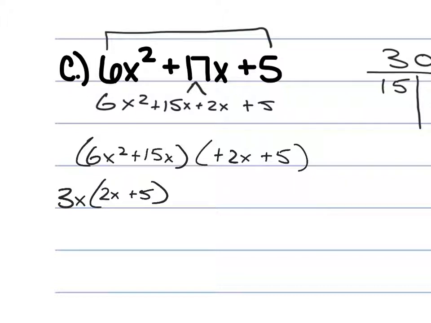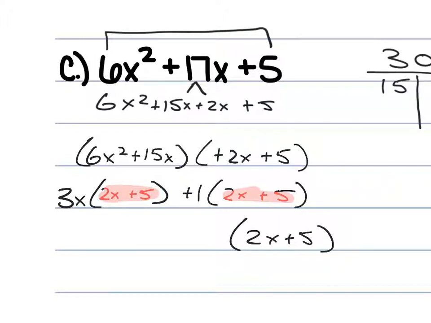And then since I noticed that the other one was 2x plus 5, the other thing I could pull out was 1 out of that. And then it would make us 2x plus 5. And then we know that 2x plus 5 is a factor, so 2x plus 5, and then the remaining thing is just 3x plus 1. Any questions about what just happened there?